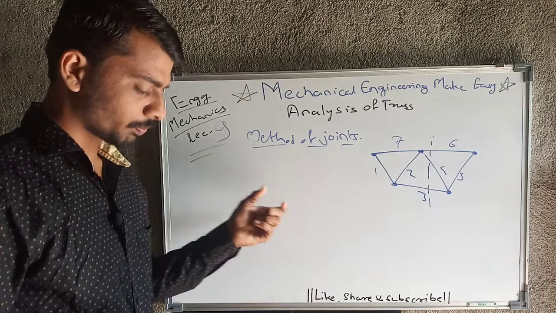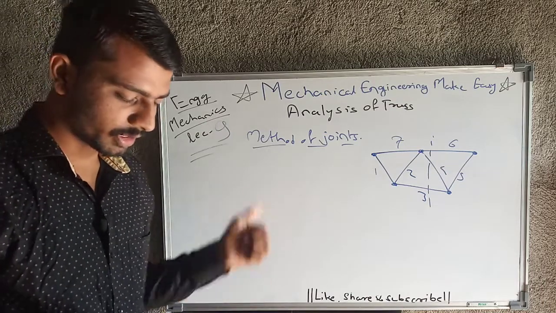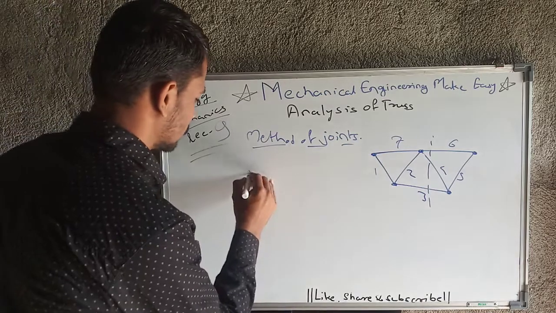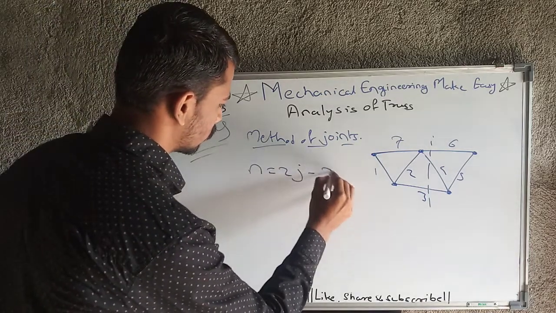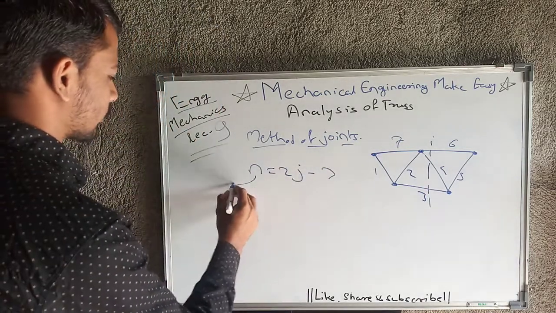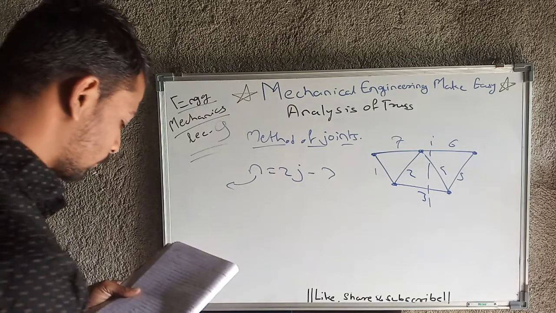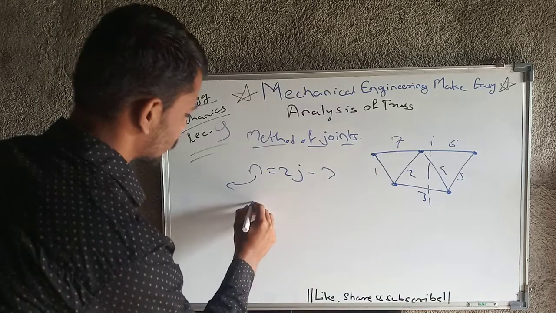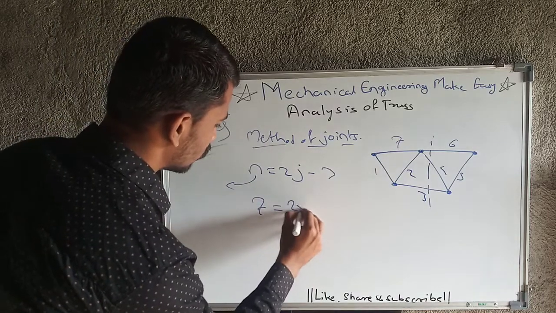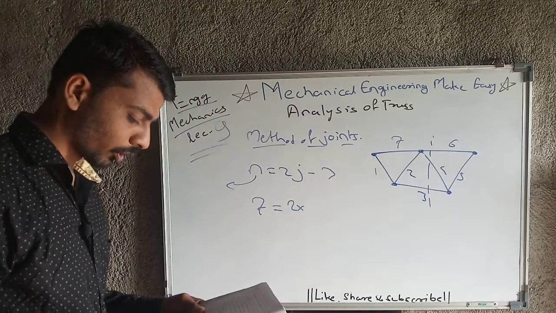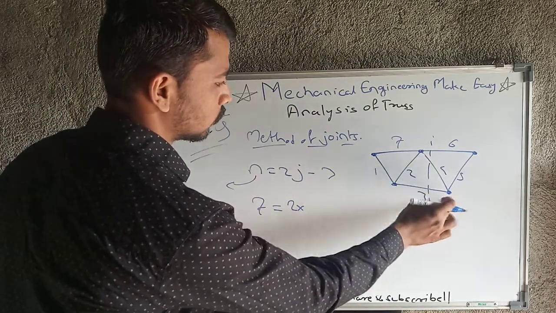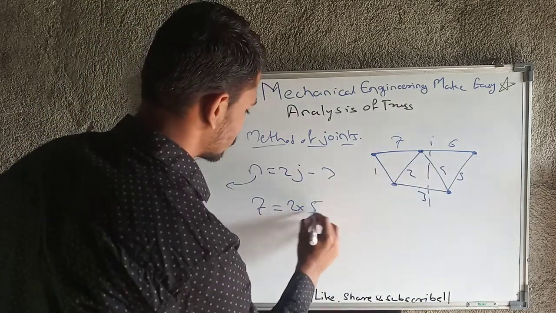So the first step in the method of joints is to check the stability of the truss by n equal to 2j minus 3. What are the parameters? n is nothing but the number of members. Okay, here the number of members is 7, so 7 equal to 2 into j, where j is nothing but the number of joints. So how many joints? 1, 2, 3, 4, 5. So total joints are 5.